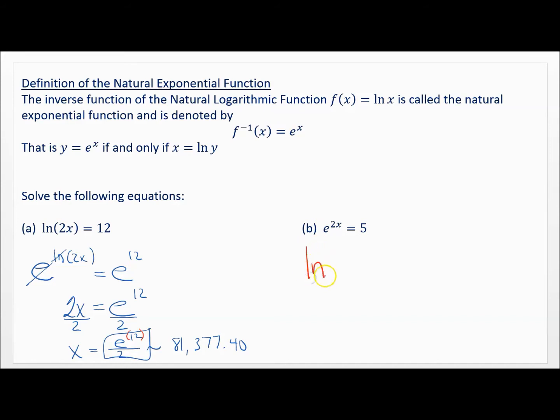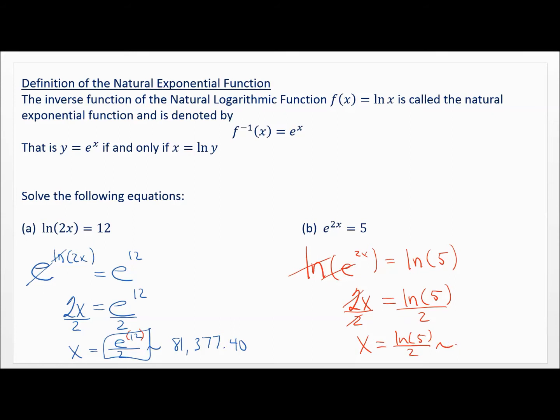So I have the natural log of e to the 2x power is equal to the natural log of 5. Now, why did I do that? So this natural log and e, they're inverses of each other, will cancel each other out, and I get 2x, now normal level, not an exponent anymore, is equal to the natural log of 5. And to solve for x, I'm going to divide each side of the equation by 2, and I get my exact answer of natural log of 5 divided by 2.